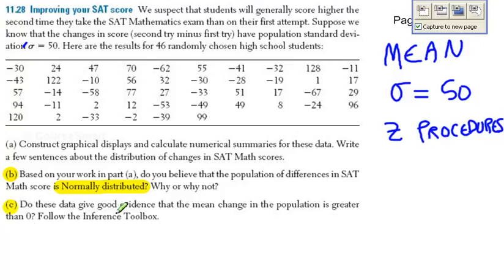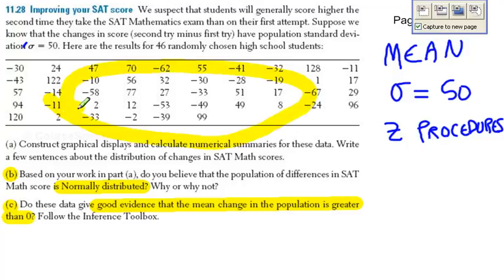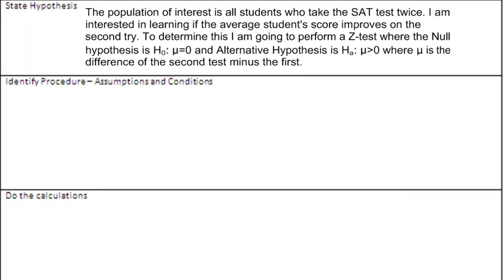It says, does this data give good evidence that the mean change in population is greater than 0? In other words, is there evidence in this data to suggest that scores actually go up the second time students take the test? So I just typed this out real quick. This isn't from the book, but these are 3 reasonable sentences which include all the necessary information.